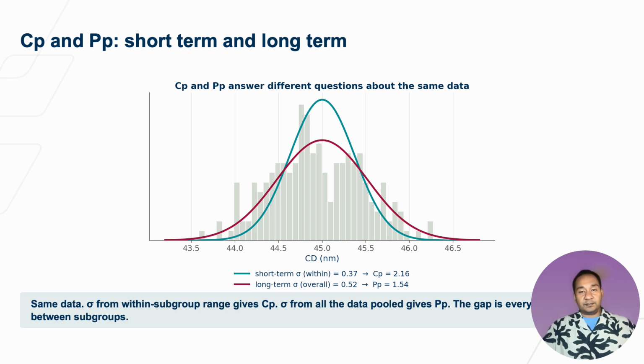Look at the difference here. Short term sigma is 0.37, long term is 0.52. CP is 2.16 against PP of 1.54. Same data, same wafer, same measurement. The gap is everything that drifted between subgroups, the day-to-day wandering that a control chart is designed to catch, and within-subgroup sigma is designed to exclude. Neither number is wrong. They answer different questions. The gap between them is itself informative.